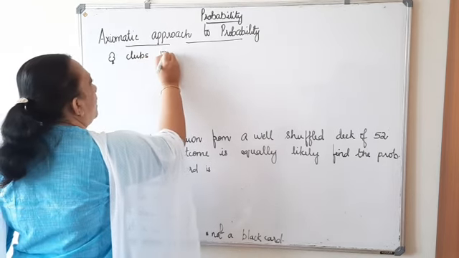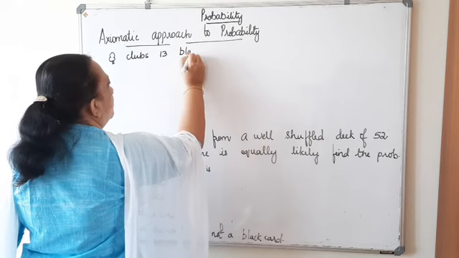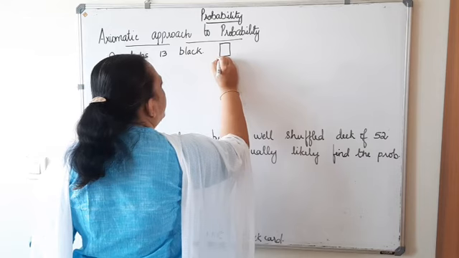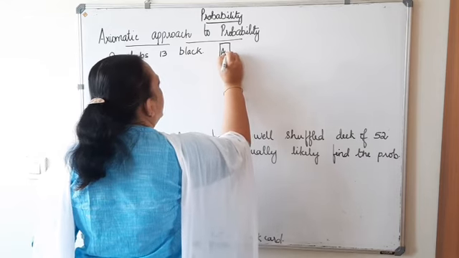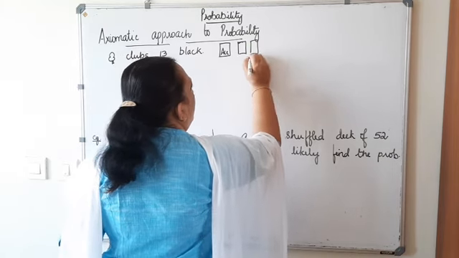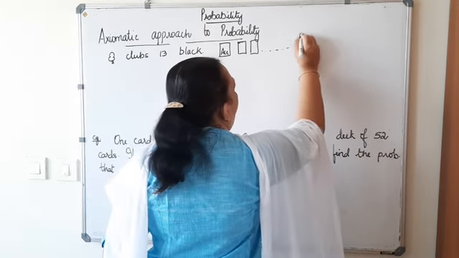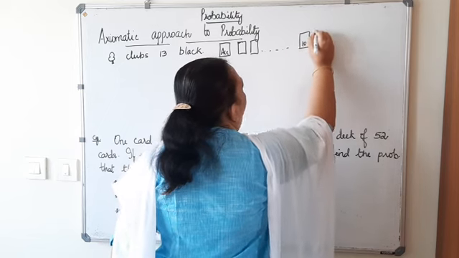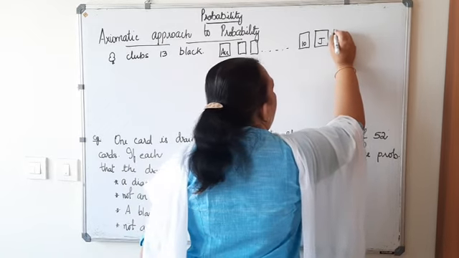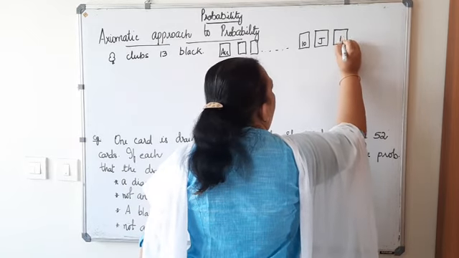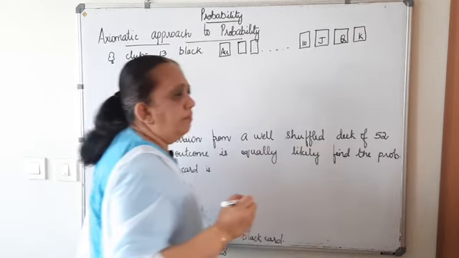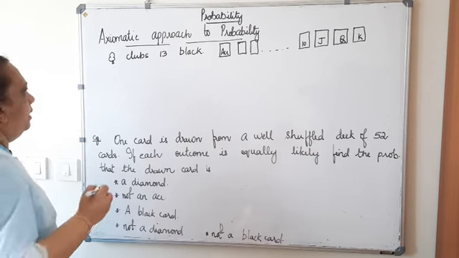There are 13 cards. This is black in color, and one is marked as ace. Then you have 2, 3, 4, 5, 6, 7, 8, 9, 10, and then you have a jack, a queen, and a king. These are all black cards. So clubs.